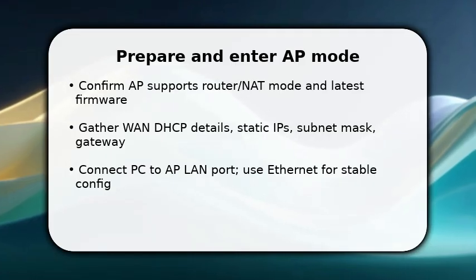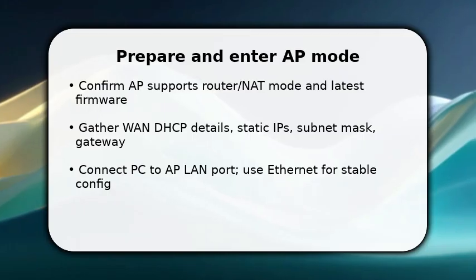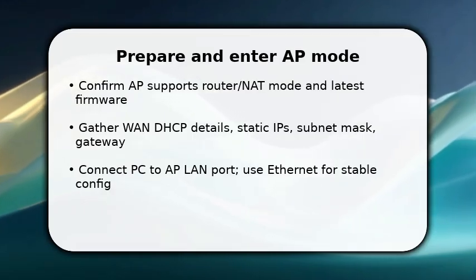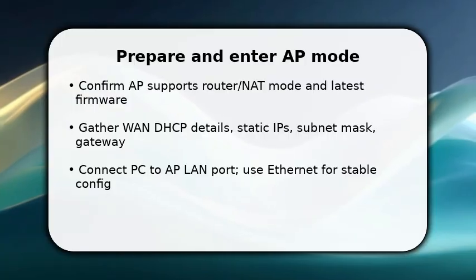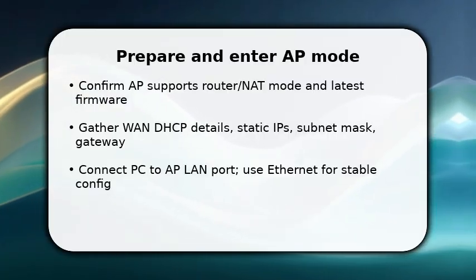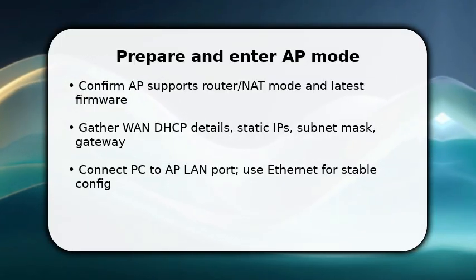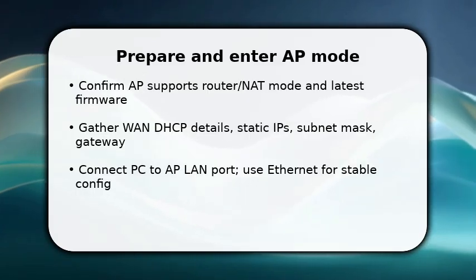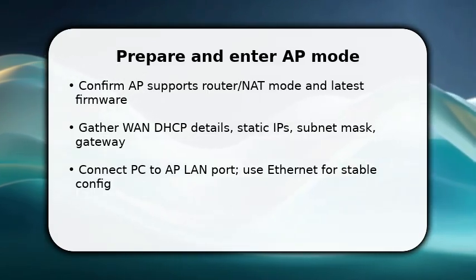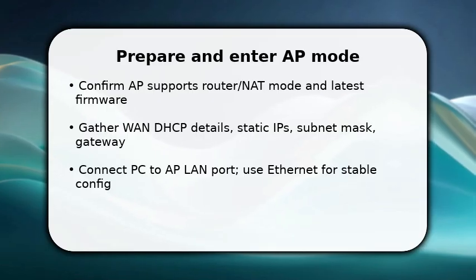You'll start by verifying the access point supports acting as a router or NAT device and updating firmware. This prevents later surprises. Once done, collect your ISP details, DHCP or static IP, subnet mask, gateway, and DNS, because you'll need them in the web UI.